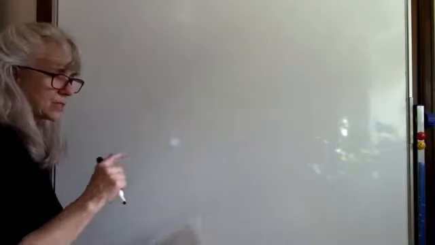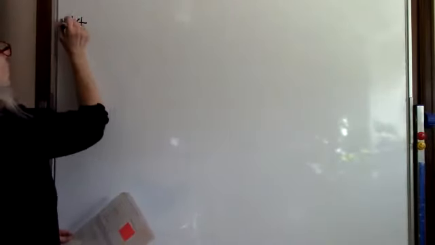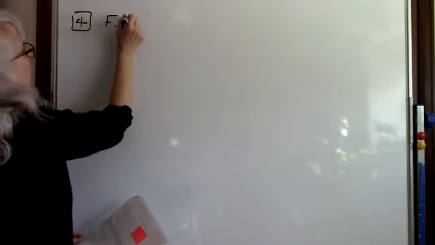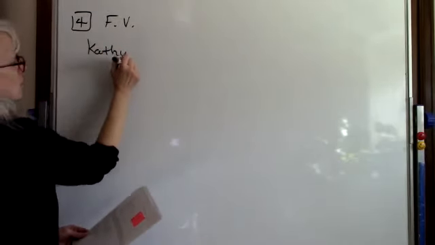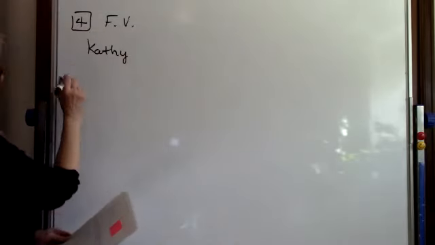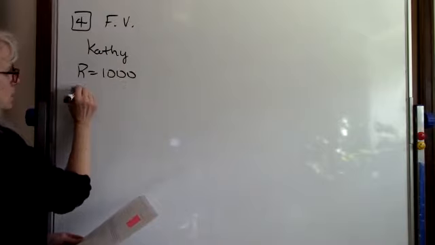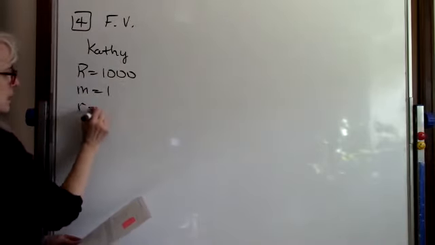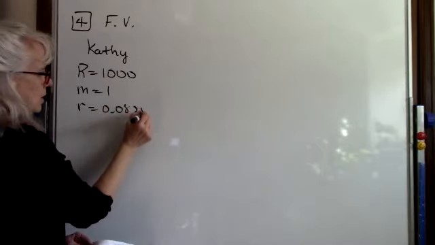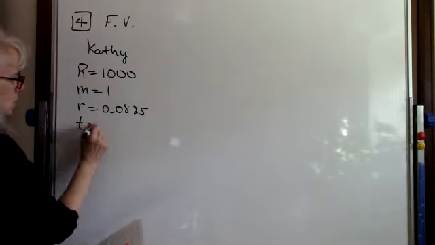Because they're asking us for the money at the end, we know, again, that it's a future value. And so we're going to do them one person at a time. We'll do Kathy first. Kathy is doing $1,000, so that would be her periodic payment. She is doing it annually, so we know that's once a year. Her interest rate is 8.25%, so 0.0825. And she's going to do it for 20 years, so T is equal to 20.